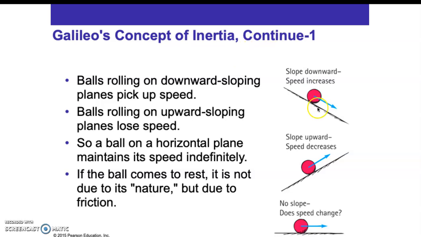So repeat that. Going down, gravity is the force that's making its speed increase. If it's going up, gravity is what's causing the speed to decrease. But if we're on horizontal, there's no gravity. But the object will go with constant velocity until another force acts on it, which in this case is friction.